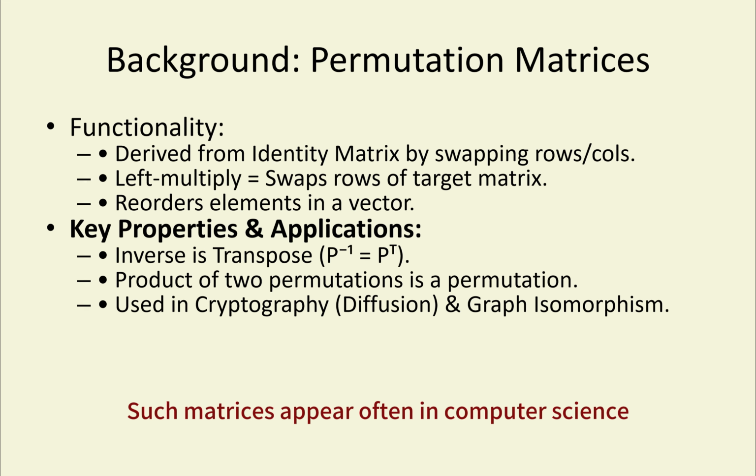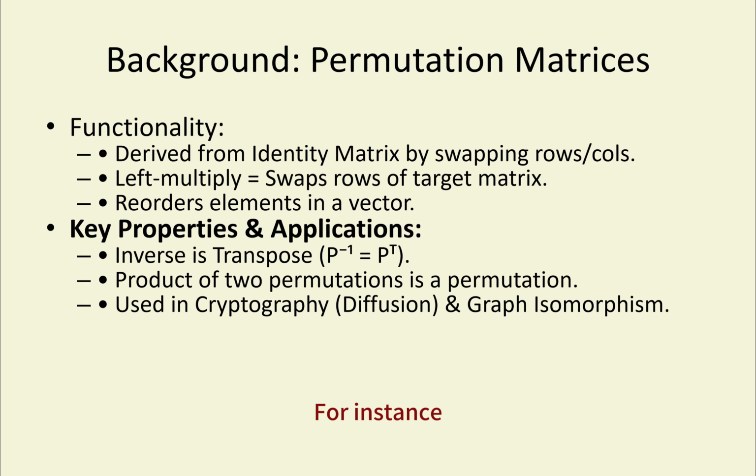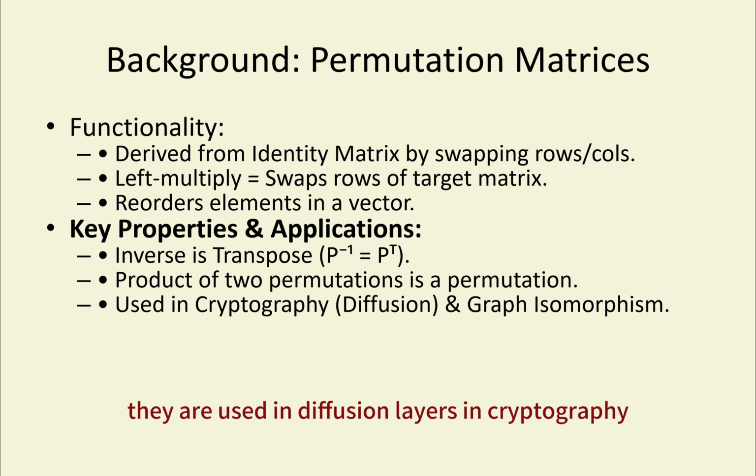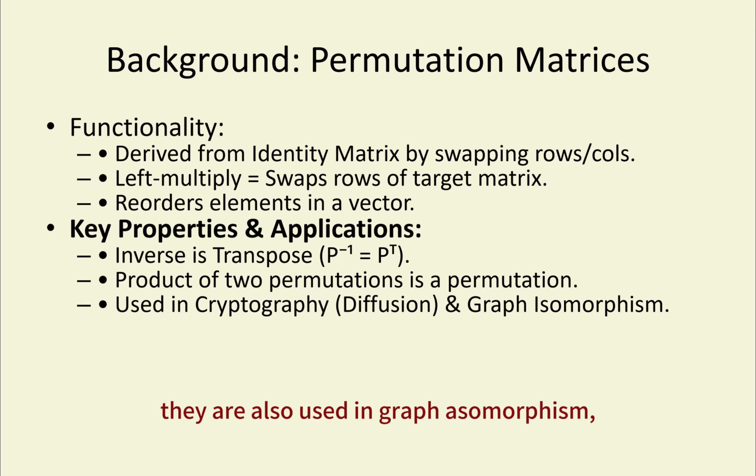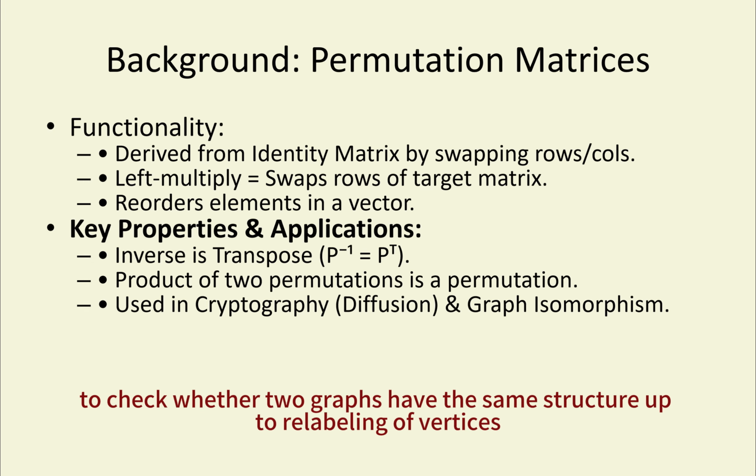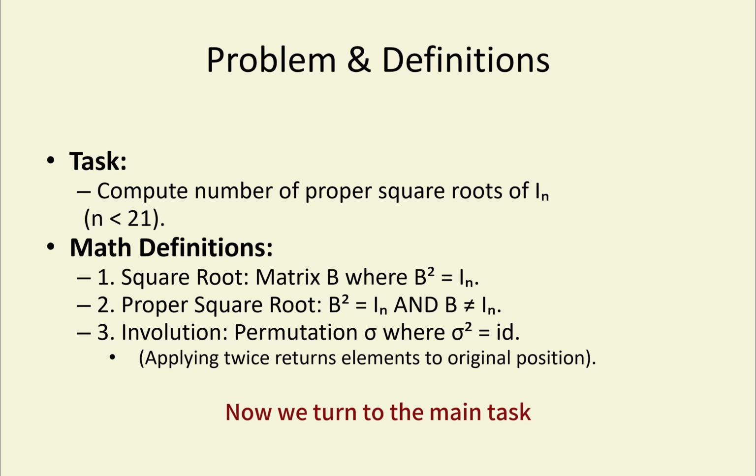Such matrices appear often in computer science. For instance, they are used in diffusion layers in cryptography. They are also used in graph isomorphism to check whether two graphs have the same structure up to relabeling of vertices.